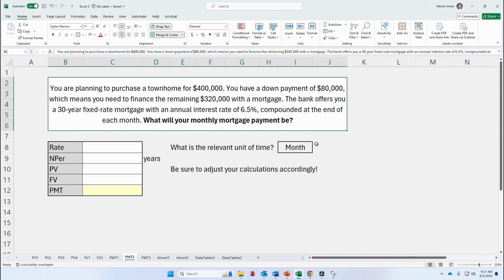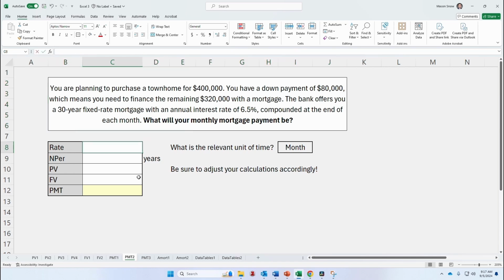You are planning to purchase a townhome for $400,000. You have a down payment of $80,000, which means you need to finance the remaining $320,000 with a mortgage. The bank offers you a 30-year fixed rate mortgage with an annual interest rate of 6.5% compounded at the end of each month. So, what will your monthly mortgage payment be? We're quickly becoming experts here. Let's see how fast we can do this.